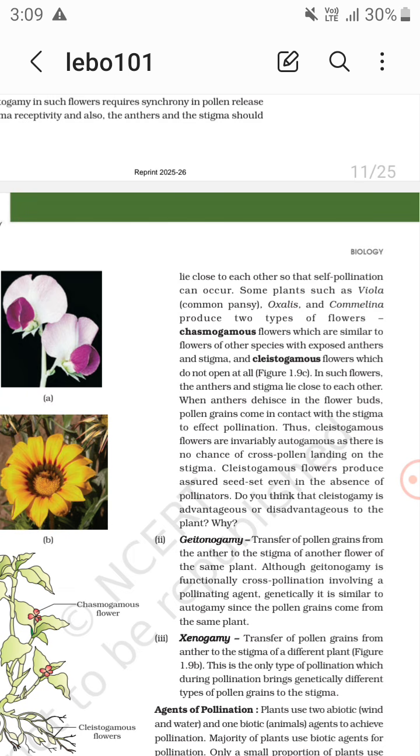Now the cleistogamous flowers are invariably autogamous, as there is no chance of cross-pollination landing on the stigma. That's the disadvantage. Cleistogamy is both disadvantageous and advantageous to the plant. No chance of cross-pollination, that's the disadvantage, and no need of a pollinating agent, so that's the advantage.